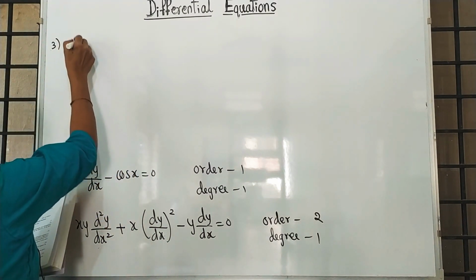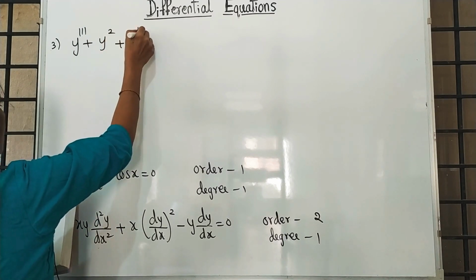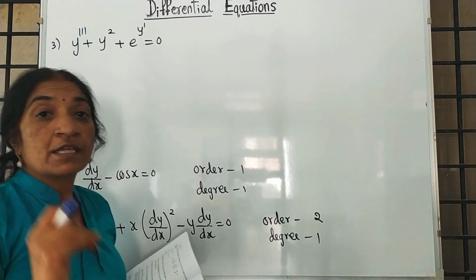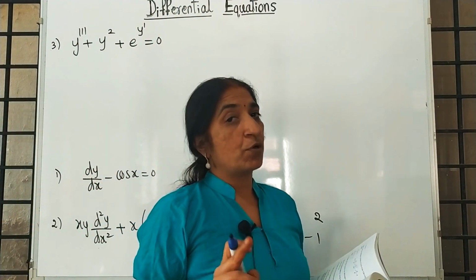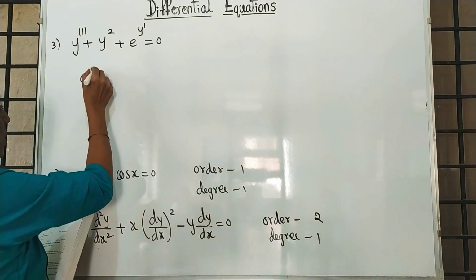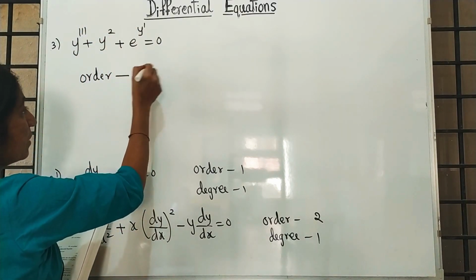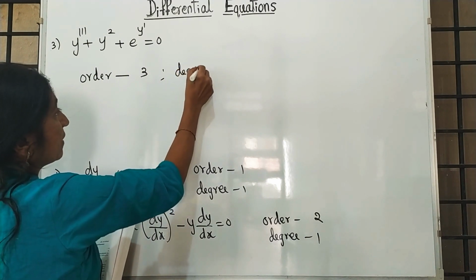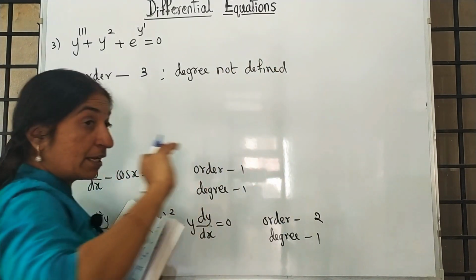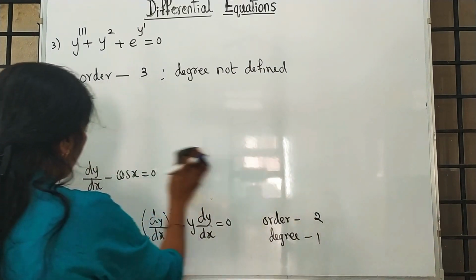Third one, y triple dash plus y square plus e raised to y dash. You know that y dash is nothing but dy upon dx. That means e power is dy upon dx. Here dy upon dx is not independent. That's why only order we can write. Y triple dash means third time differentiated. Order is 3, degree not defined, because dy upon dx is not independent. Remember that.